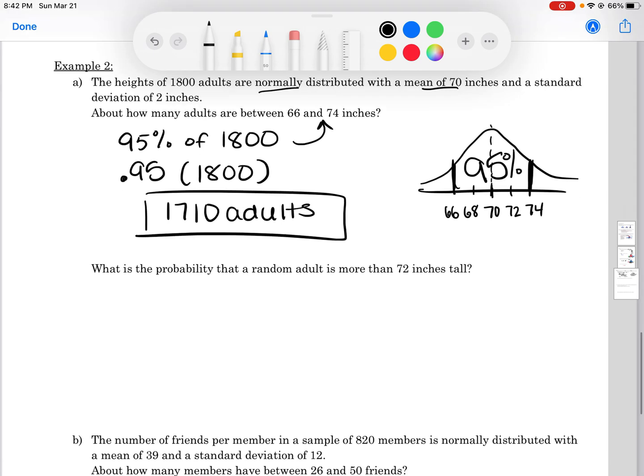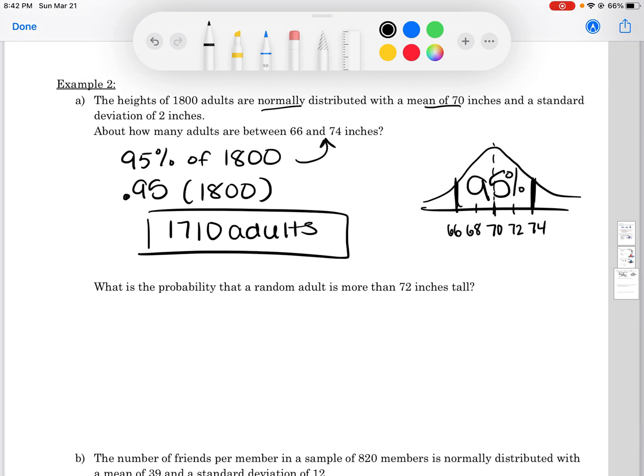All right. What's the probability that a random adult is more than 72 inches? All right, so if we go back, let's just kind of copy this over real quick. We don't need all of this. 1 standard deviation away is 72, 68. Okay, so from here to here, 1 standard deviation is 68%. How many are more than 72? So I want all of this space over here. 68's the middle.